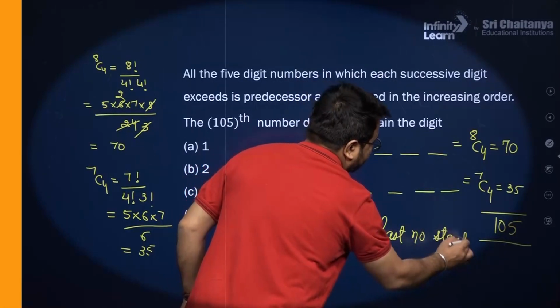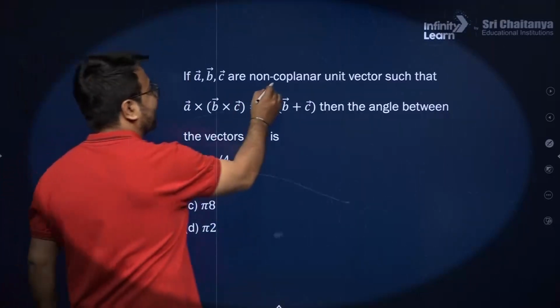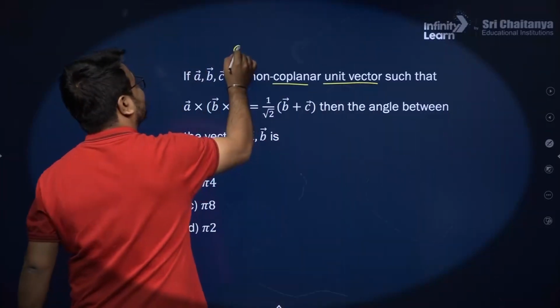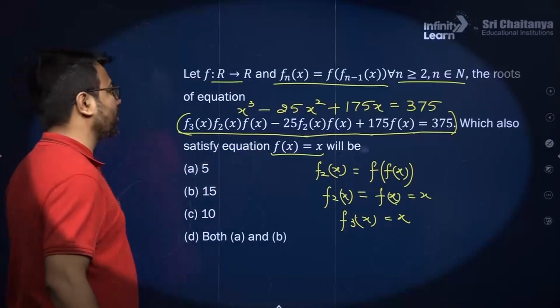So I need to find the last number starting with 2. Here we are given that 3 vectors A, B, C. These are the non-coplanar vectors and they are also the unit vector. That means what we need to do, we need to find the solution of this particular cubic polynomial.